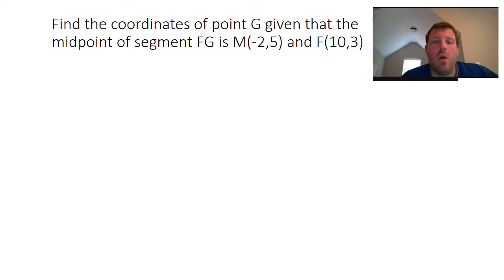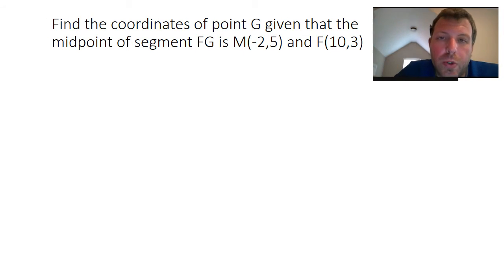Okay, so I want to do this problem with you. It says find the coordinates of point G given that the midpoint of segment FG is M, negative 2, 5, and F, 10, 3. Now I'm going to tell you, there's a lot of different ways to do this problem, but I just want to explain to you what it's actually doing.